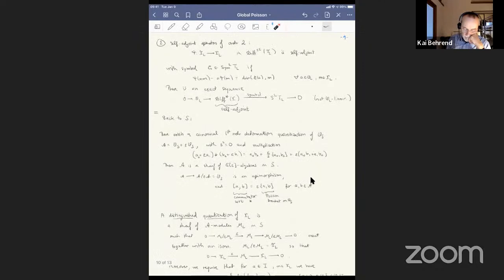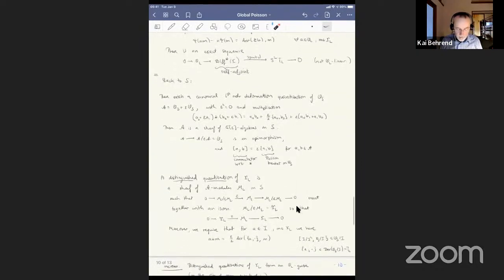So it's a sheaf of C[epsilon] algebras on S. If I divide by epsilon, I get OS, an epimorphism of sheaves of algebras, and I have this equation here. This is the commutator with respect to the star product, this is the Poisson bracket on OS, and this is true for all sections of A. And this is exactly the definition of a first order deformation quantization.